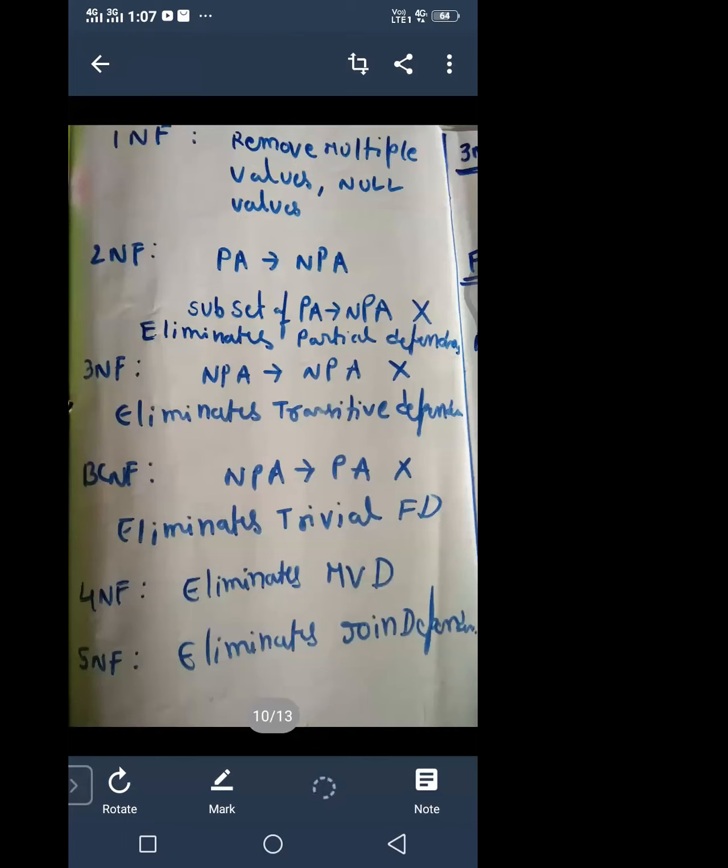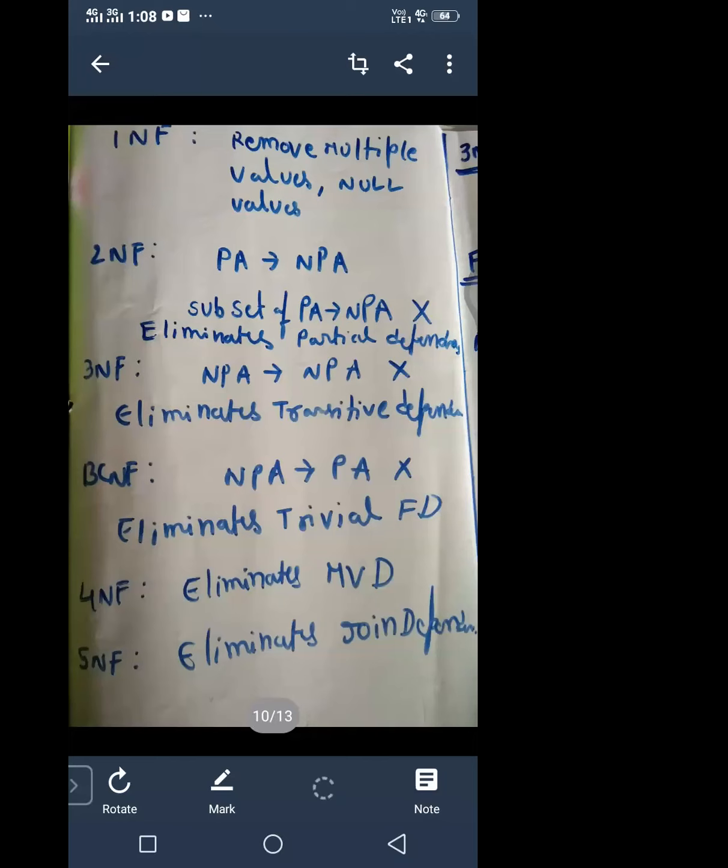In the case of fifth normal form, we break down into smaller tables. If we combine those tables again, they should form the original table, and that is okay. If in some situations we are not able to form the original table, that is referred to as a join dependency. These types of dependencies are removed in the fifth normal form.